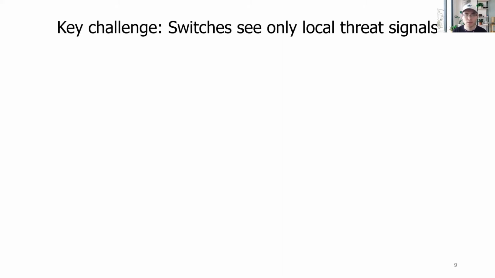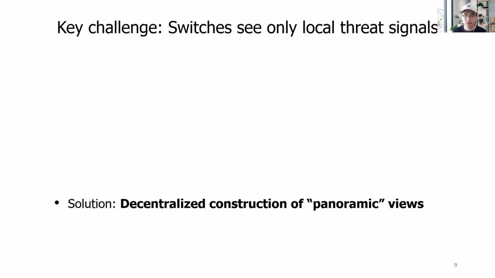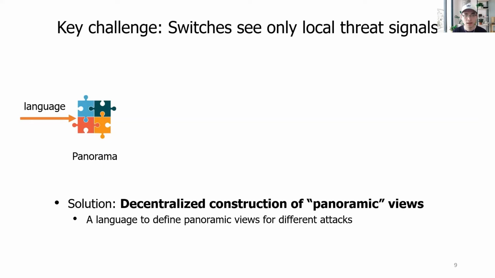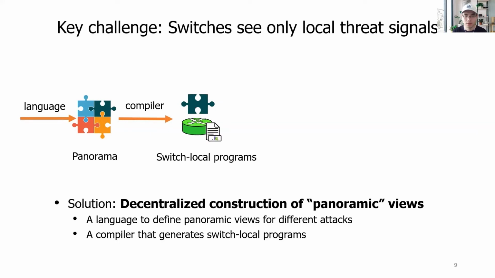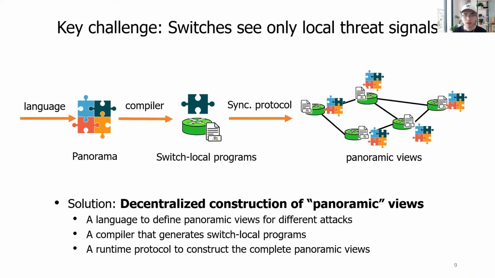However, decentralization brings unique challenges. In SDN solutions, the central controller provides a global view for the defense, but Repo is a distributed system in which switches only see local threat signals. We solve this problem by reconstructing panoramic views in a decentralized manner. Concretely, Repo has a language for users to define the needed panoramic views for different attack defenses. Then we have a compiler that can compile the defense into switch local programs which can extract the local panoramic pieces. Finally, we have a distributed protocol that can reconstruct the complete panoramic view.